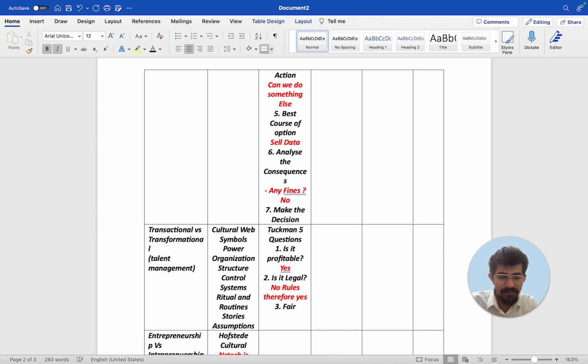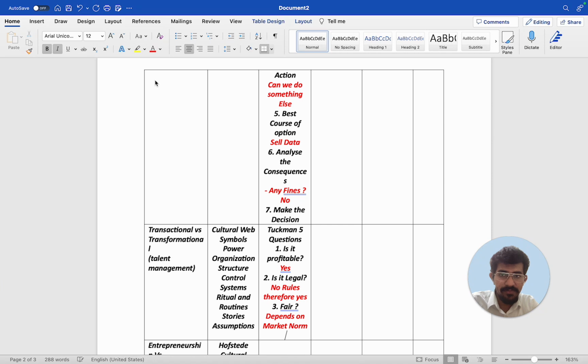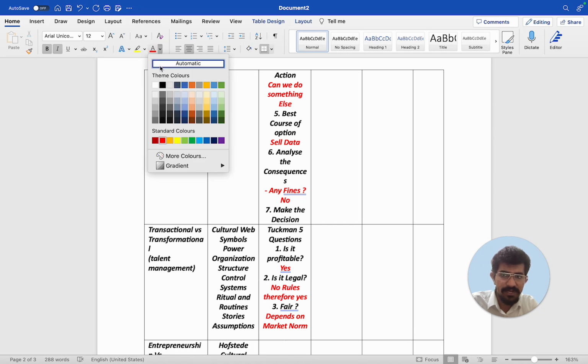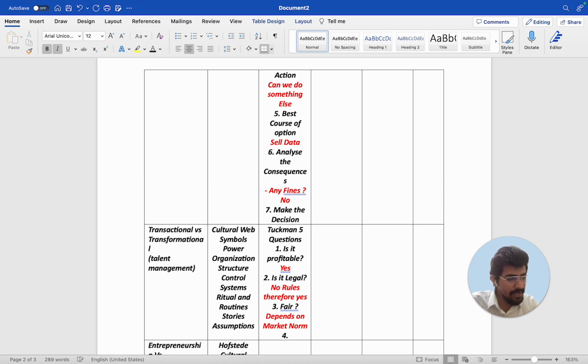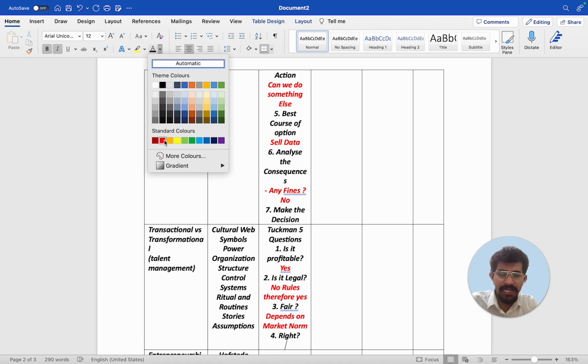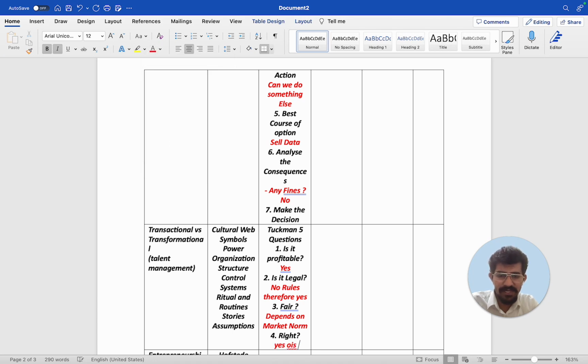Is it fair? Again, it's a subjective question. It depends on market norms. If the market is fine, okay, no problem, we can go ahead with this. And then, students, the fourth one, after fair, is: is it right? Maybe fair, market, is it right? Since the market is doing it, it's right. I can say yes, it is fine. Again, these two are subjective questions.